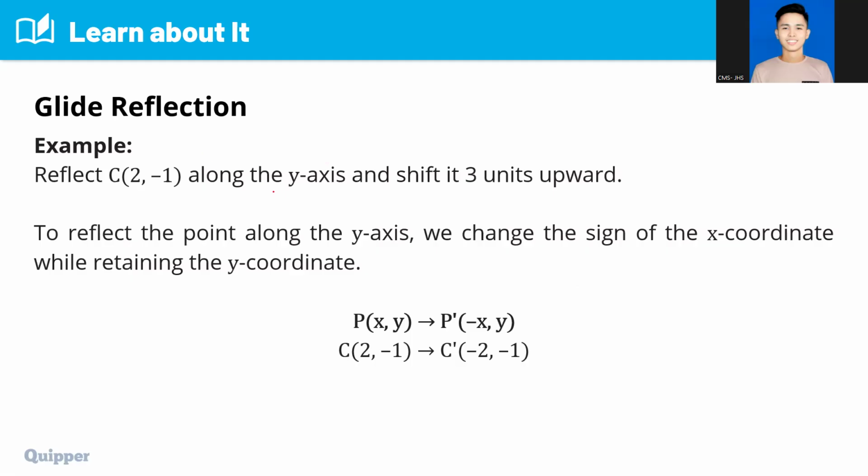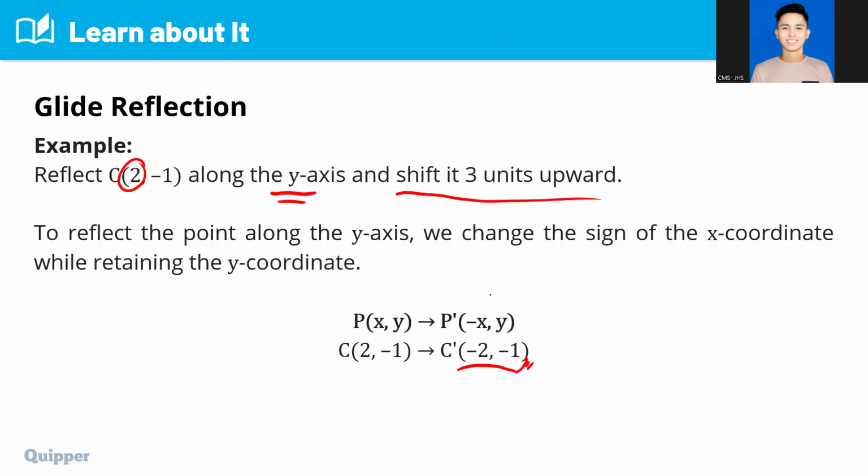Remember, if it's the y-axis, we need to flip the sign of the first element, which is the x coordinate. So flipping the sign of 2, it will now become -2, and -1. Right? Now, shift it 3 units upward. Can you still remember how we shift? If it's upward, we are adding. If it's 3, we are adding 3 to the y coordinate, right? If it's downward, we need to subtract. If it's upward, we need to add.